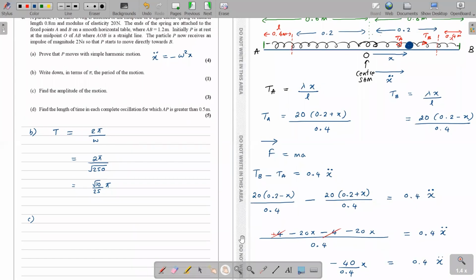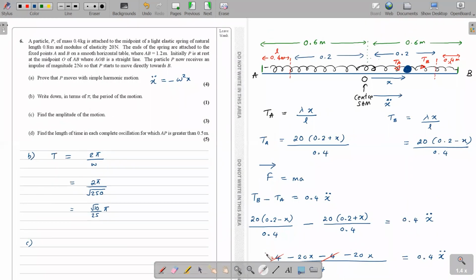Part C, find the amplitude of the motion. How do we find the amplitude? Normally, amplitude is how much you move away from the center of your SHM, right? Now they tell you at the beginning, when the particle was at the center, they gave an impulse of 2 Newton seconds, isn't it?